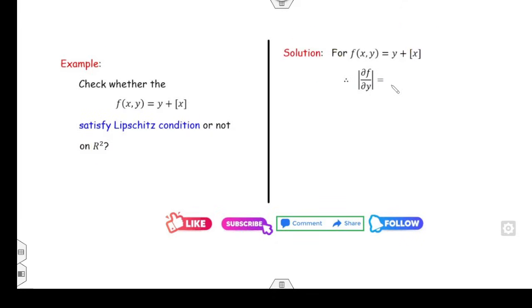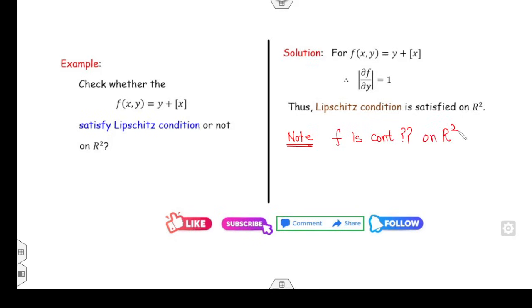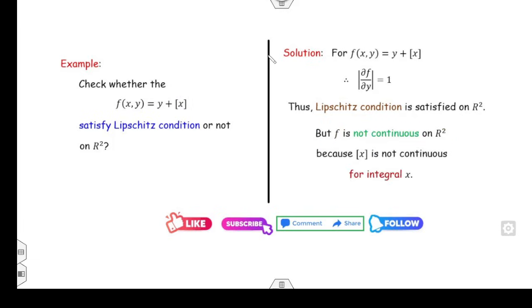del f upon del y. Can you find the derivative? This number is a 1 and it is bounded, which is a constant number. So yes, f satisfied my Lipschitz conditions. But make sure students, is your f continuous? Is your f continuous on the R2? Definitely not, because the greatest integer is not continuous on the integral values of the x.